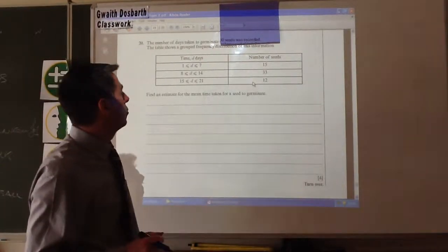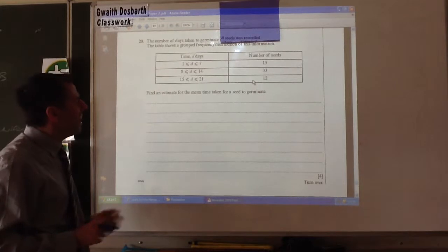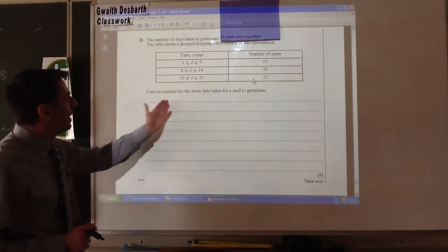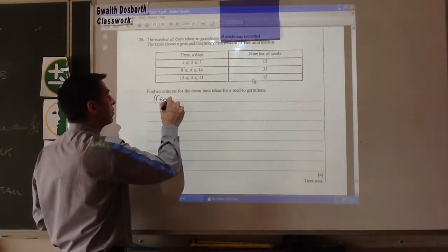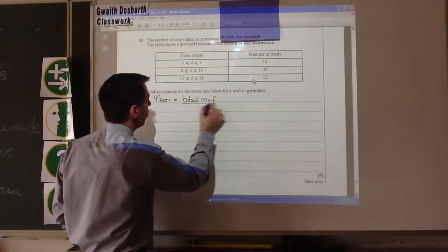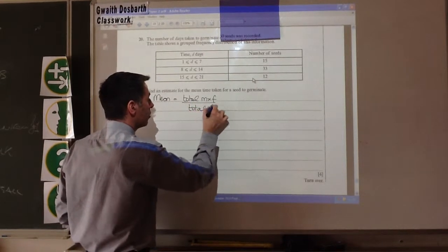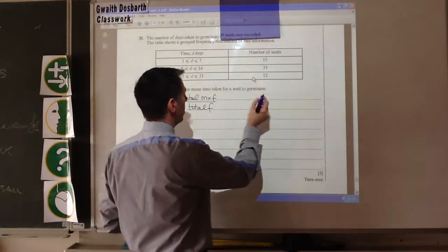Again, staying with paper 2 and the calculator paper, a question that you've done many times. Find an estimate for the mean. Now, if you want to be able to do this question, you've got to know that the mean is your total n times f over total f, where f is the frequency. n is the midpoint of the group.